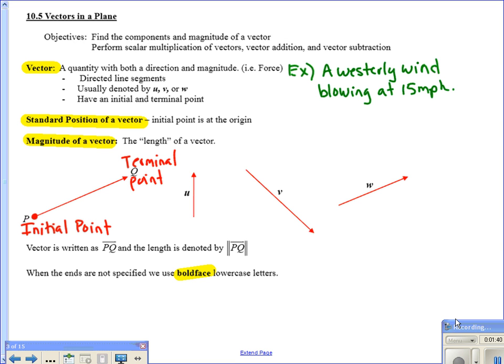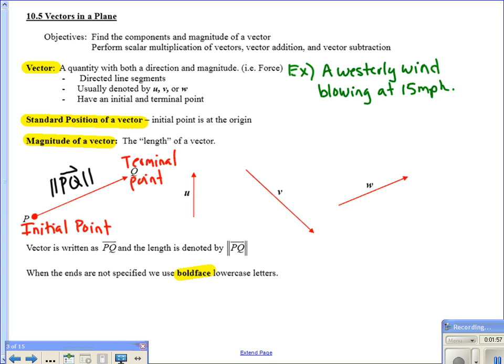And for these, we can denote the length by using these double lines, and if you use uppercase letters like this, you can put an arrow above, and that denotes the magnitude of the line when you use those two bars like that.